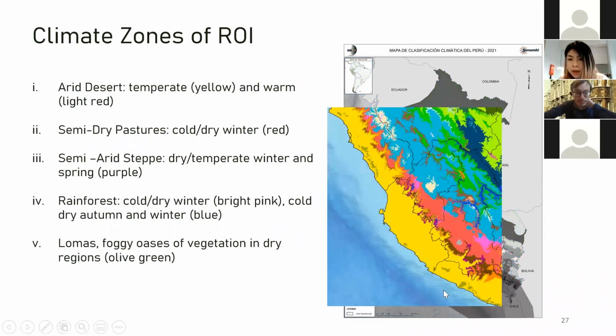And lastly, there are these olive green patches along the coast. These are lomas, which are oases of vegetation, which are in the middle of dry regions and are often very foggy.